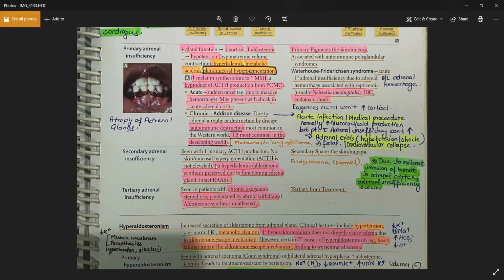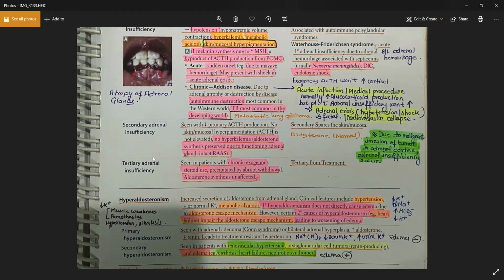No pigmentation, no sodium loss, no high potassium levels, intact RAS. This is secondary adrenal insufficiency. It generally happens whenever a metastasis affects the pituitary, or you have a non-secreting pituitary tumor which is disrupting the parenchyma of the pituitary. Or other causes of hypopituitarism, which we have discussed earlier: Sheehan syndrome, pituitary apoplexy, and Empty-Sella syndrome. All these can lead to secondary adrenal insufficiency. Okay.